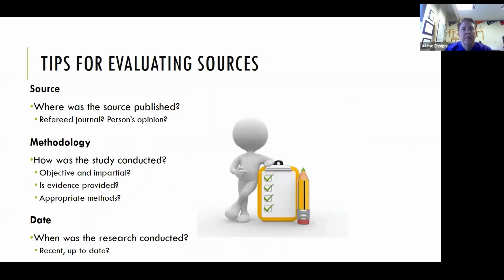So, some tips. Think about where the source was published. A refereed journal means that there is an editorial board of people who look at the research to make sure that it's been conducted in a way that is objective, ethical, and meaningful. If it's an opinion, let's say on a blog, that's not empirical research, and a lot of times that doesn't hold up well when you're making comparisons.